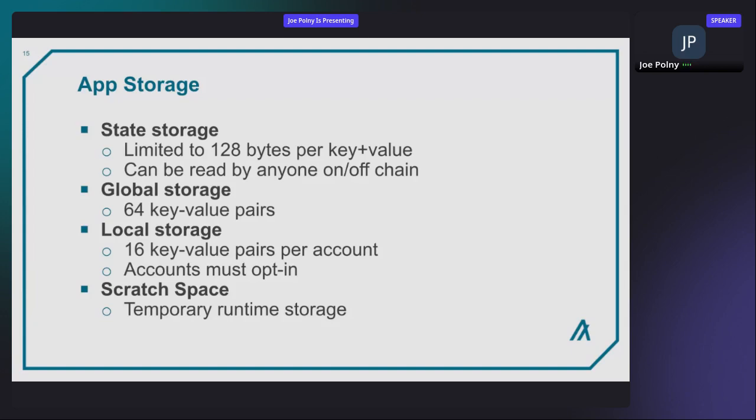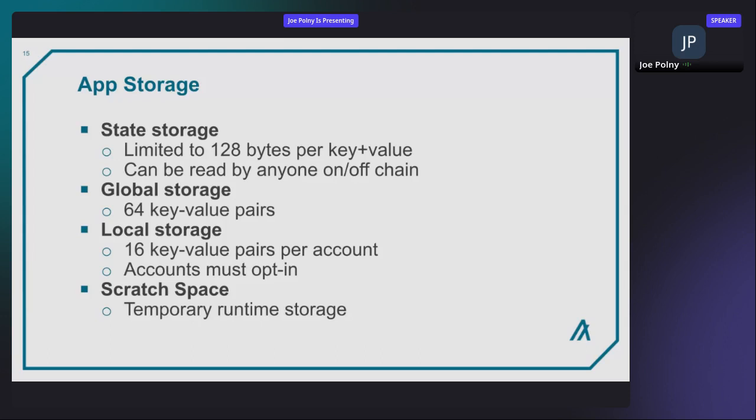So one smart contract can read the state of another, a smart contract can read the state of itself, and anyone can look at an explorer or an indexer and query information about state for a given application. So the two kinds of storage, we have global storage and local storage. So global storage is basically storage that is per app ID or per application instance. So basically, every application has 64 key value pairs, and that basically lets you save 64 different kind of values that can be referenced by keys. And again, these are 128 bytes per key plus value.